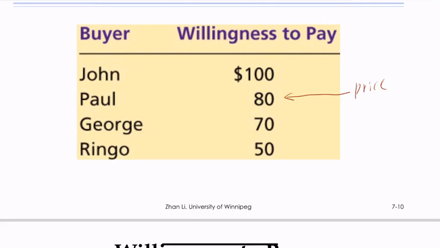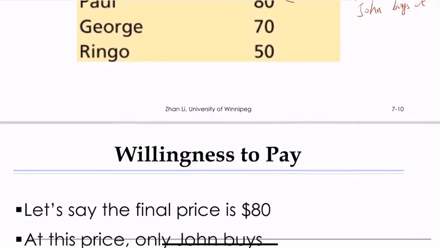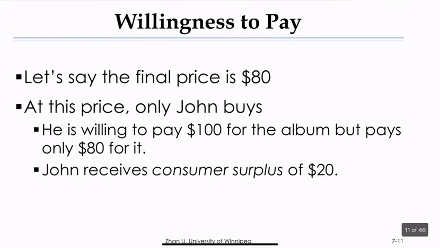So in this case, we know that at a price of 80, John will buy the album, right? Now, what about Paul? Well, we have learned if price equals willingness to pay, then this buyer is just indifferent. So here, let's assume that if price equals the willingness to pay, the buyer will not buy it, right? So at the price of 80, there would be only one buyer, and John will be the only buyer.